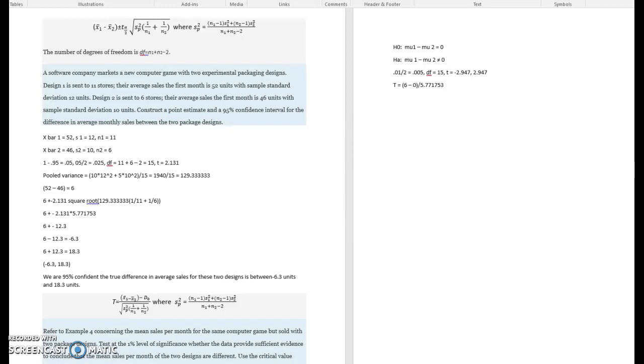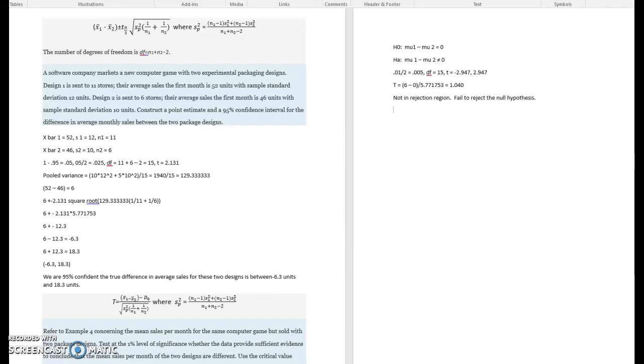So let's take in our calculator 6 divided by 5.771753 and see what we get. That gives 1.039545525, but if I round it to 3 decimal places, it's going to end up being 1.040. Now let's notice that that is in between these two numbers, so it is not in the rejection region. So we fail to reject the null hypothesis.